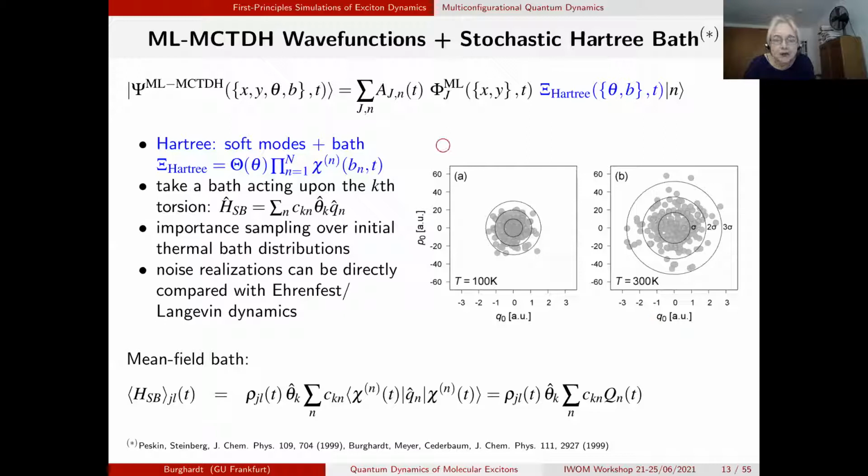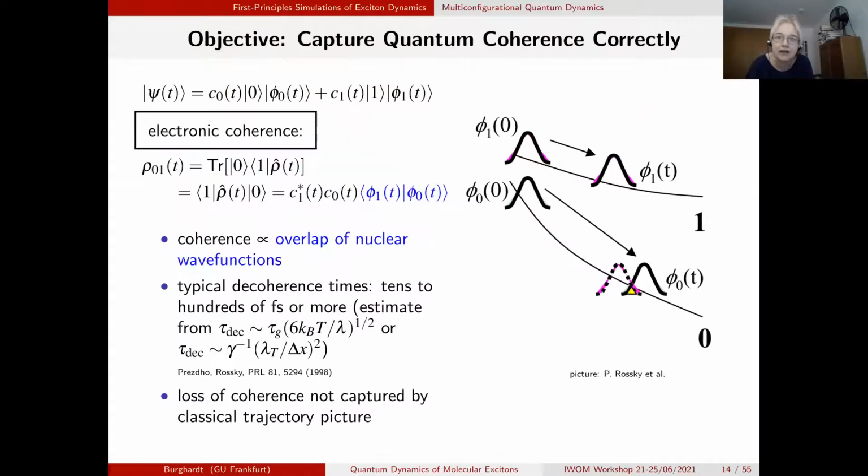And just one last detail. Since we are going to use this for thermally activated dynamics as well, we're going to include thermal reservoirs. In the simplest case, we can do this in terms of a stochastic bath of modes. And so we're going to use importance sampling over the phase space of these bath modes, and this is coupled to the quantum dynamics. And that actually creates a very, very flexible setup.